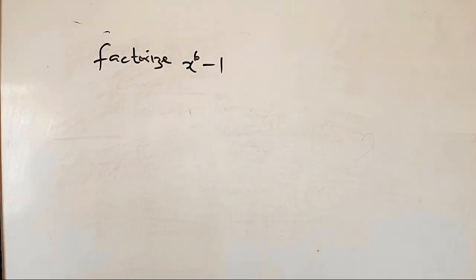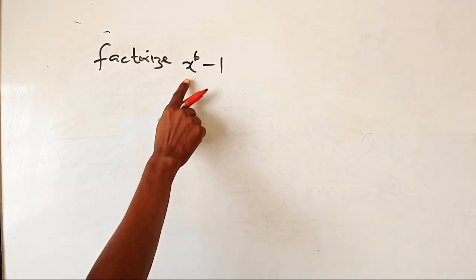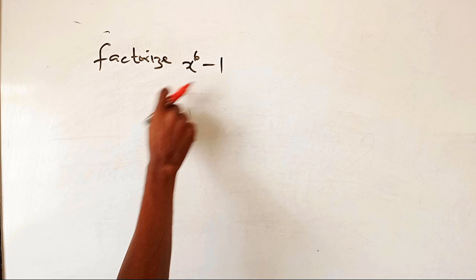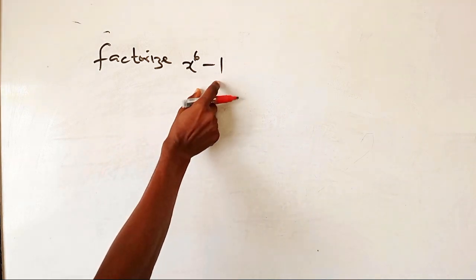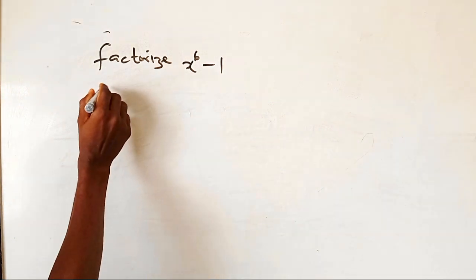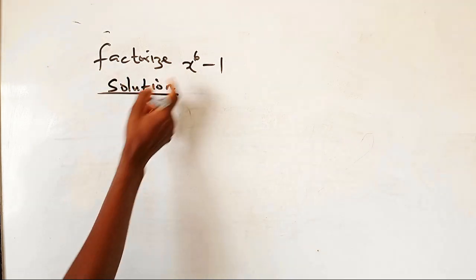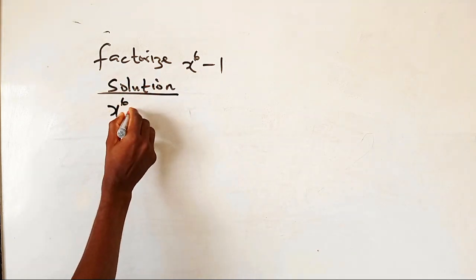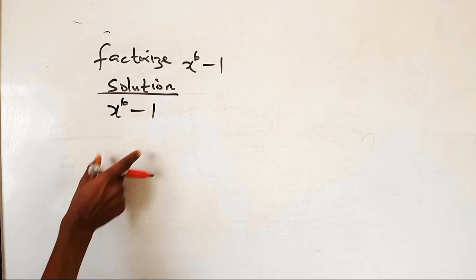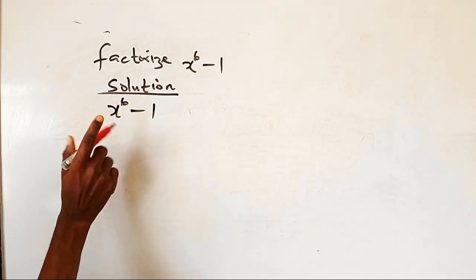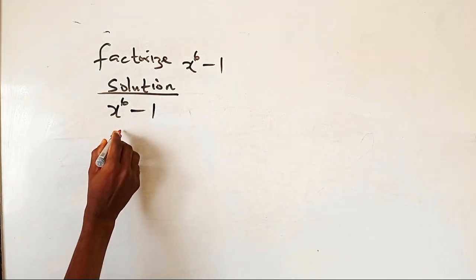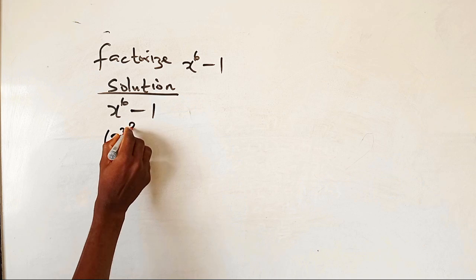The question says factorize x raised to power 6 minus 1. So how do we factorize an expression like this? We have the solution. Here we have x raised to power 6 minus 1. When we look at this, we can write it as x raised to power 3, all raised to power 2.